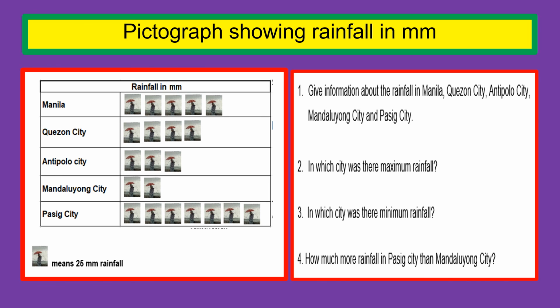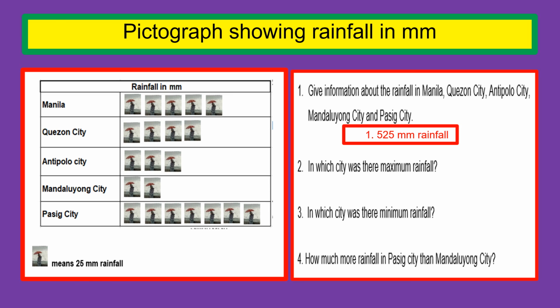Pictograph showing rainfall in millimeters. 1 umbrella means 25 millimeters of rainfall. Number 1. Give information about the rainfall in Manila, Quezon City, Antipolo City, Mandaluyong City, and Pasig City. That is 21 times 25, and that is 525 millimeters of rainfall.